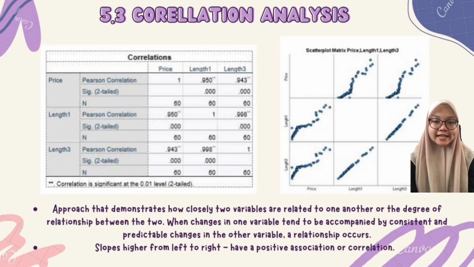5.3 Correlation analysis. Correlation is a statistical approach that demonstrates how closely two variables are related to one another, or the degree of relationship between the two. When changes in one variable tend to be accompanied by consistent and predictable changes in the other variable, a relationship occurs. The scatter plot matrix shows the variables that are related to one another, which are length 1 and length 3, price and length 1, and price and length 3. The points on the scatter plot appear to form a line that slopes higher from left to right, indicating that the variables have a positive association or relationship.